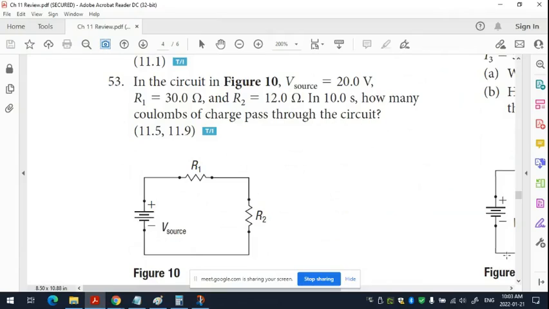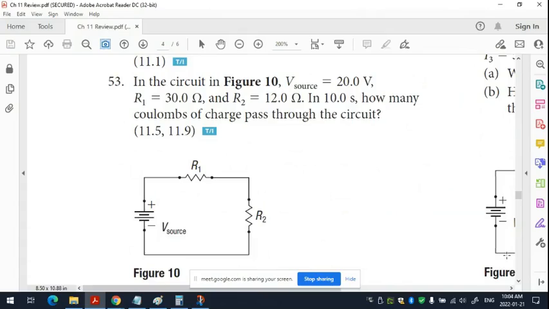What's the deal here? What's the voltage of the source? Source 20. How many resistors do I have? Somehow the voltage in both of them must add up to 20. R1 is 30, R2 is 12. In 10 seconds, how many coulombs of charge pass through the circuit? Wow, this doesn't even seem like a circuit problem. Where's the R1, V1, that kind of stuff? Okay, what do you think I should do first?